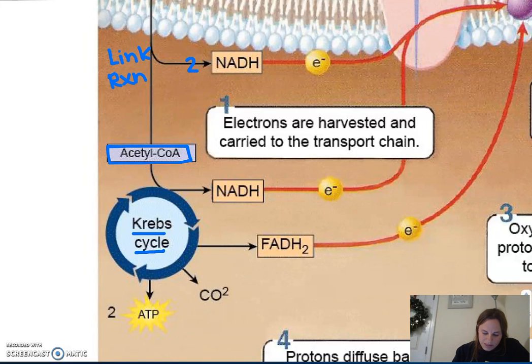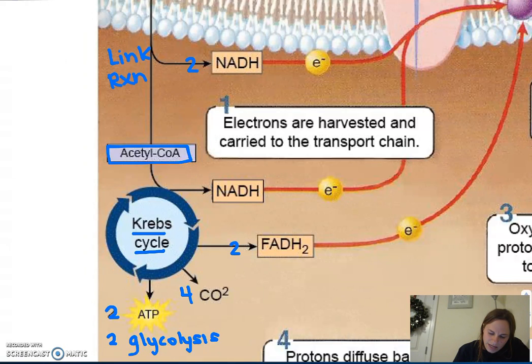Now, from the Krebs cycle, we got 2 ATP, and remember, we have 2 ATP as well from doing glycolysis. We also got 4 CO2. We got 2 FADH2. We also got 6 NADH at this point. We also got 2 NADH from glycolysis as well.